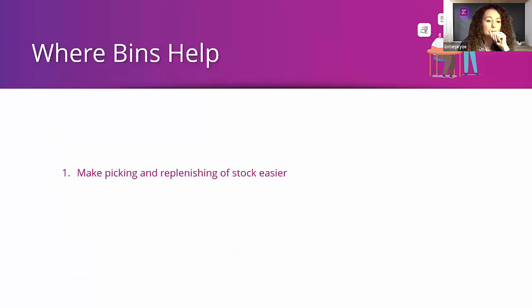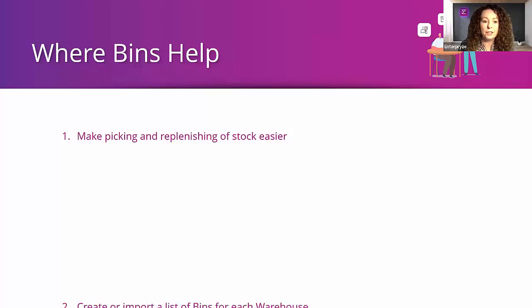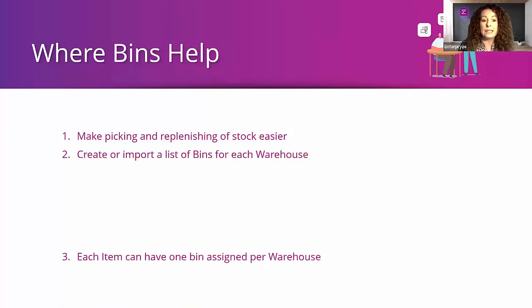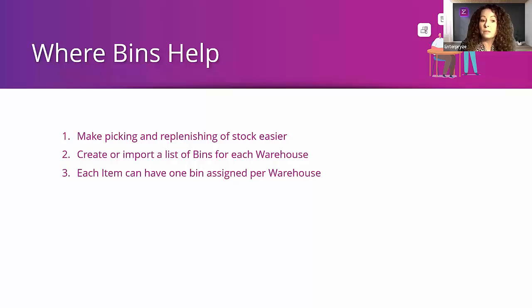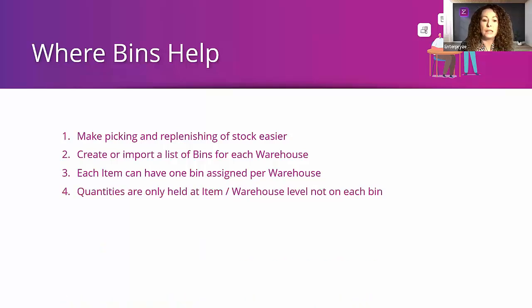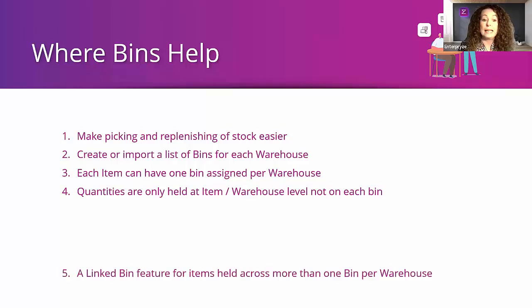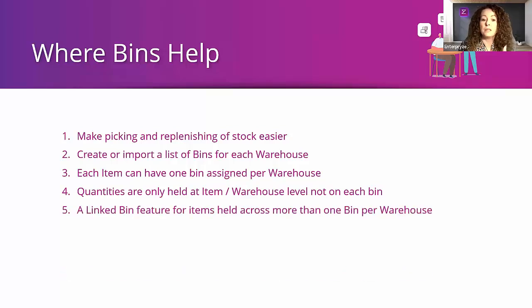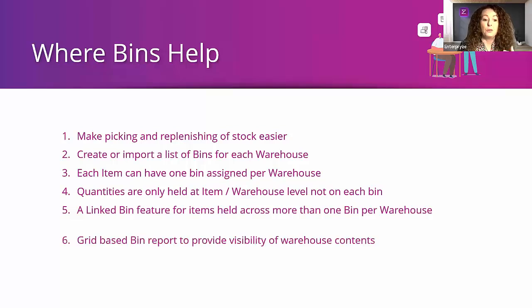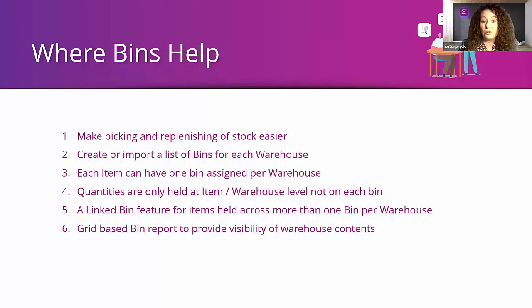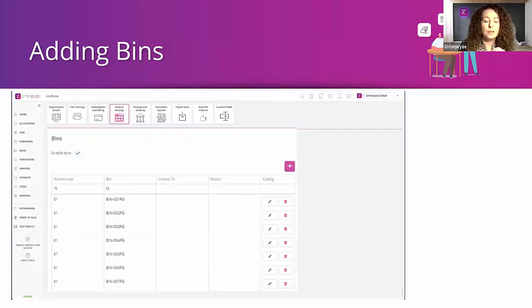So where do they help? They make picking and replenishing of stock a lot easier. You can create and import a list of bins for each warehouse. Each item can have one bin assigned per warehouse. Quantities are only held at item warehouse level, not at each bin. That's important. A linked bin feature, that I mentioned already, is for items held across more than one bin per warehouse. Grid-based bin report: we have a good bin report that shows you full visibility of where the stock resides within the warehouse. So what does adding bins look like?